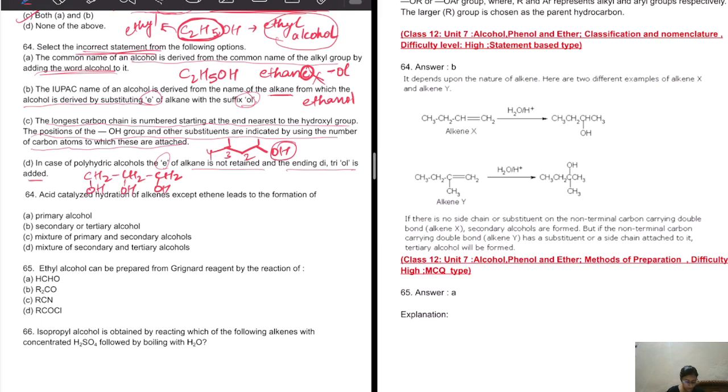Okay, the common name is glycerol, but how will I name it? Let us see, one, two, three. So it would be propane triol. So what happens here? See, the E is retained. They are saying it's not retained, so this is the incorrect statement. So the correct answer would be D.